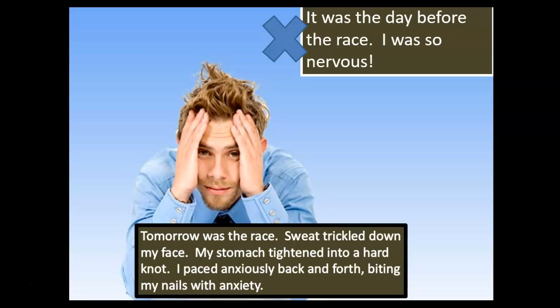You might not have had sweat trickle down your face. You might not have been pacing back and forth and biting your nails, but we know what that's like when somebody is feeling anxious. And so those are techniques to use.